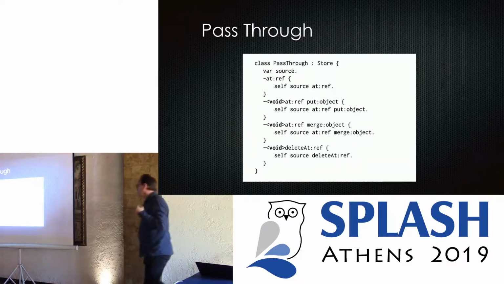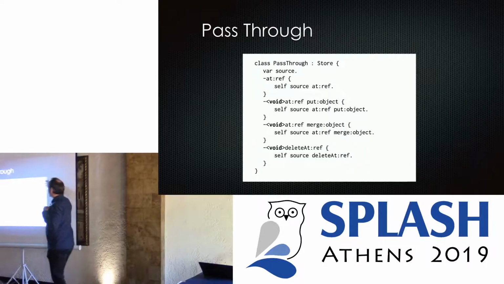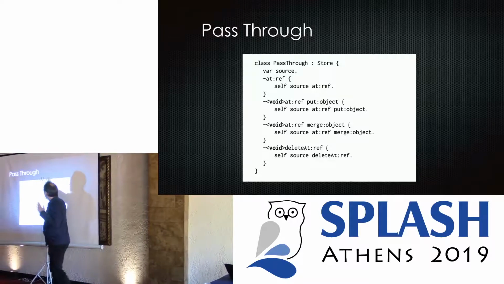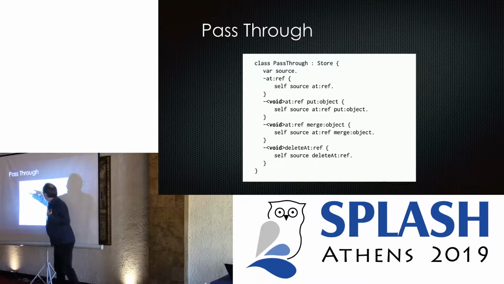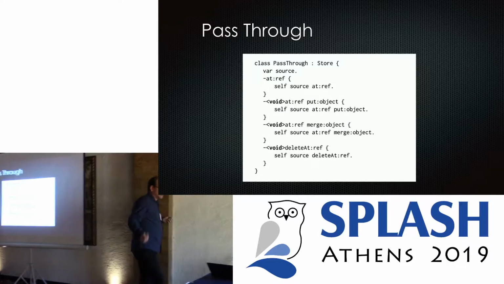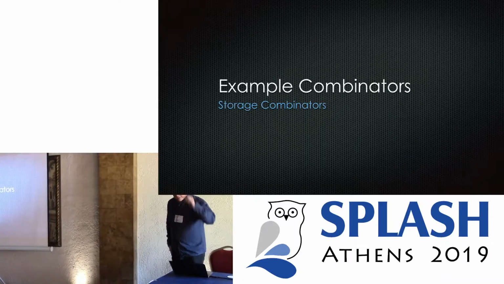The simplest storage combinator is just a pass-through. This syntax is sort of Smalltalk-ish. It's Objective-Smalltalk. And it just implements the verbs. And they all delegate to their source object. So self source blah, blah, blah, same thing. So again, trivial. And so we get some example combinators.